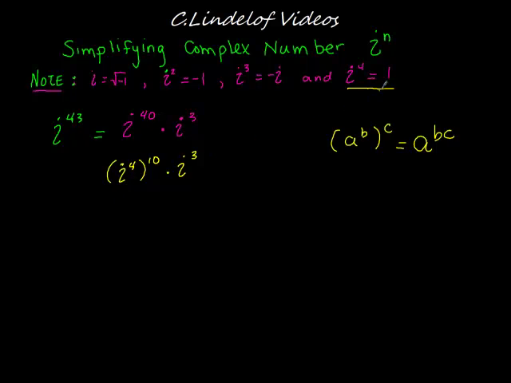But now we know something about i to the fourth. i to the fourth is 1. So we get 1 to the 10th power, which is equal to 1, isn't it? Times i to the third. So our answer is i to the third. So i to the 43rd is actually the same as i to the third. And we go back up here to our little chart, our note that we took earlier, and realize that i to the third power is equal to opposite i. So our final answer is opposite i.